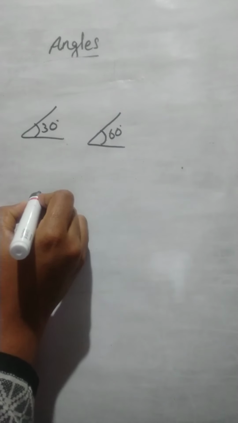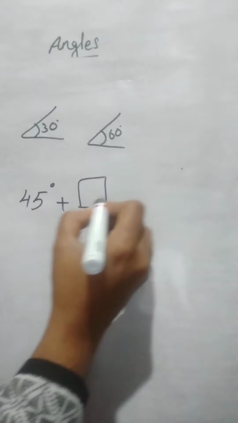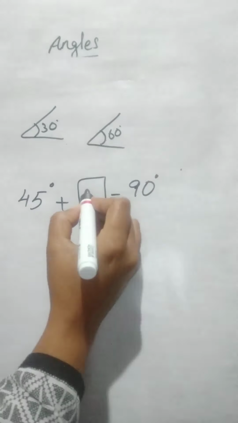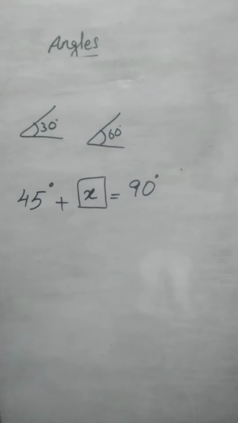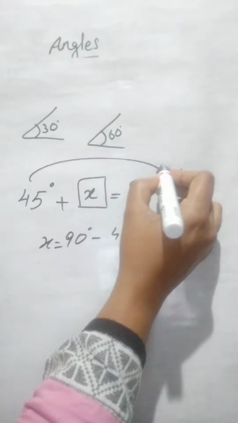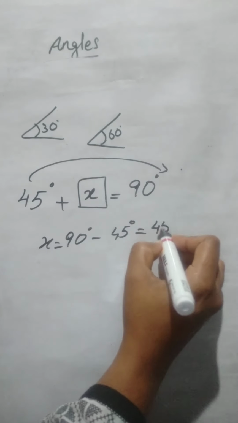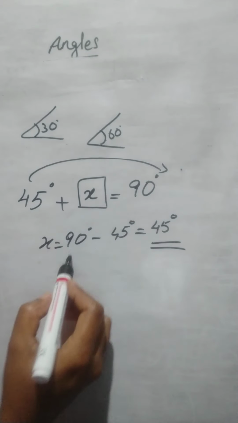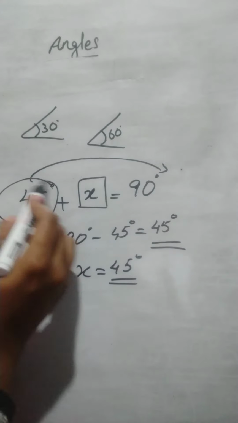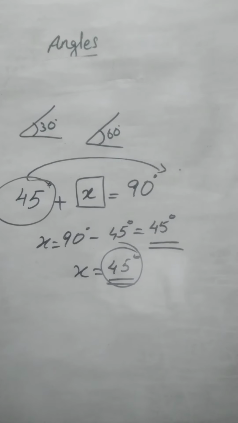Then, if one angle is 45 degree and it's a complementary angle, that means the sum will be 90 degree. What will be here? How can we find X? X is equal to 90 degree minus 45 degree, we can take it to this side. So 90 degree minus 45 degree is equal to 45 degree. So we can say the angle X is equal to 45 degree. That is, 45 degree plus 45 degree equal to 90 degree.